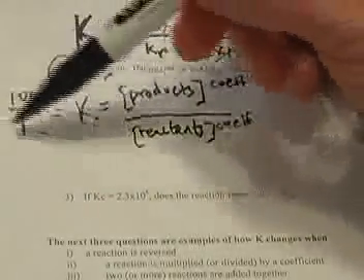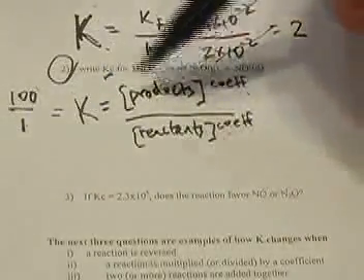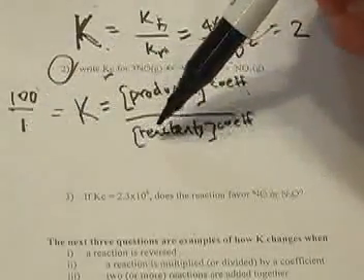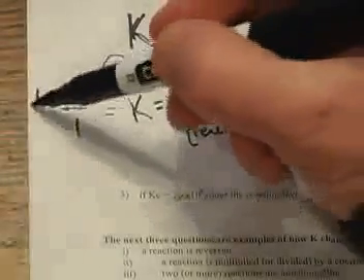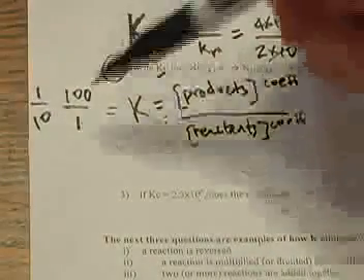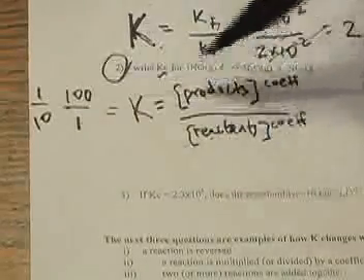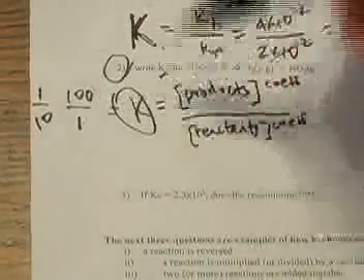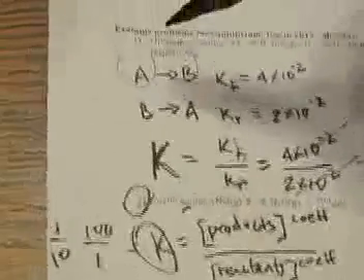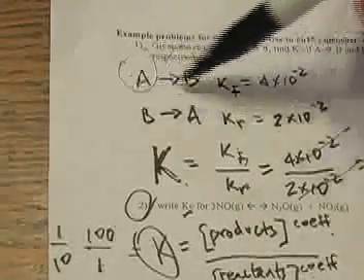If you get a big number like this, it always means there's lots of products and very few comparative reactants. If you get a number less than 1, like, say, for instance, 1/10 or 0.1, that means that there's lots more reactants and very few products. That's how K can tell us whether there's lots of A or lots of B in a reaction like this.